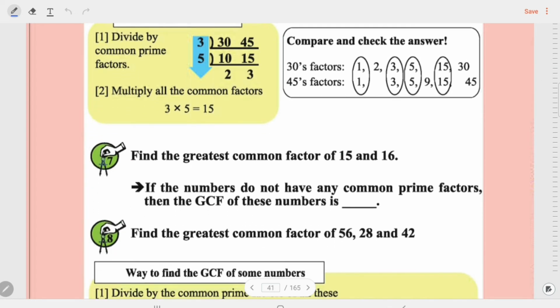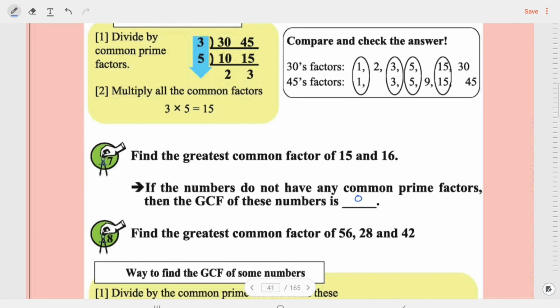Now what is the greatest common factor of 15 and 16? If the numbers do not have any common prime factors, then the GCF of these numbers is 1. There is no common factor.